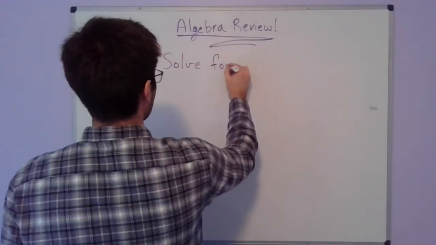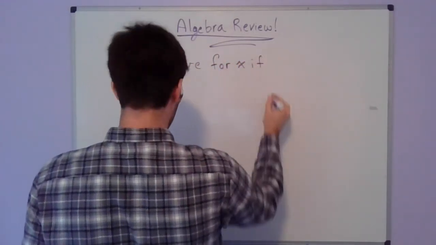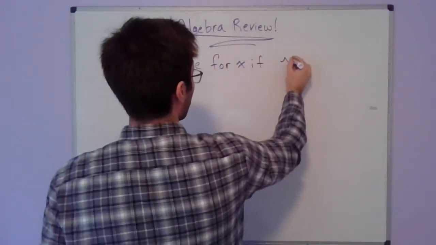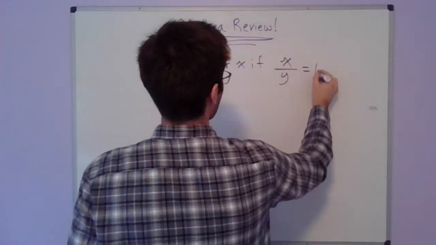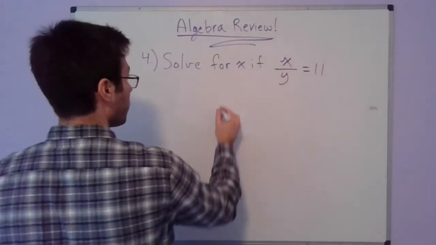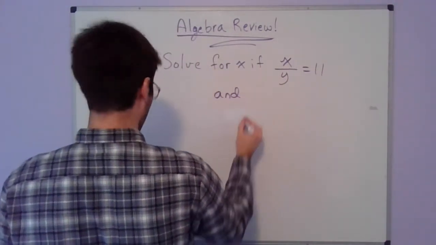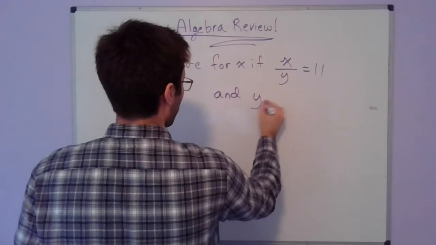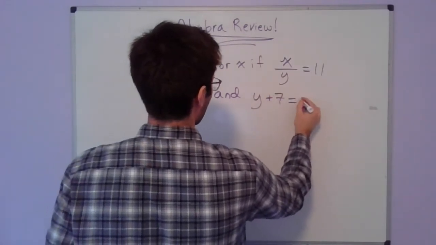Let's say we're going to solve for x if x over y is equal to 11 and y plus 7 is equal to x.